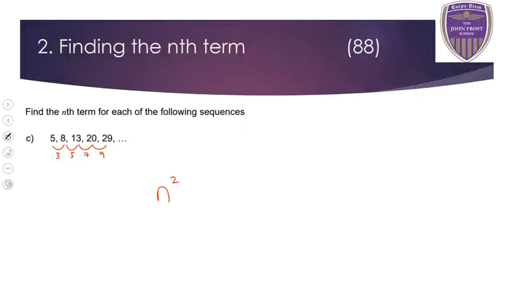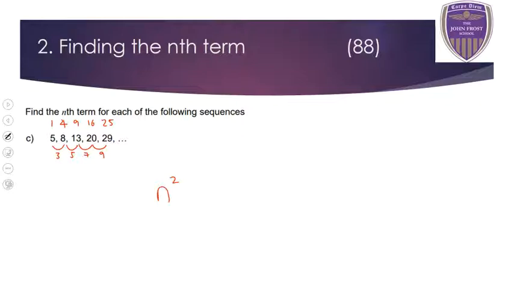Okay, so this time, when we're working out what goes on the end, in a plus or minus, we've got to remember that we're squaring n first. So n is 1 in this first term here for the 5. Okay, so 1 times 1 is 1. n is 2 in the second term. 2 squared is 4. n is 3 in the third term. 3 squared is 9. 4 in the fourth term. 4 squared is 16. And then 5 in the fifth term. 5 squared is 25.